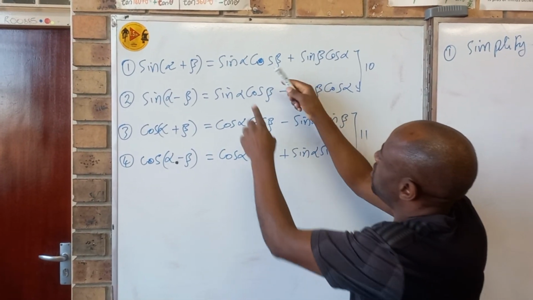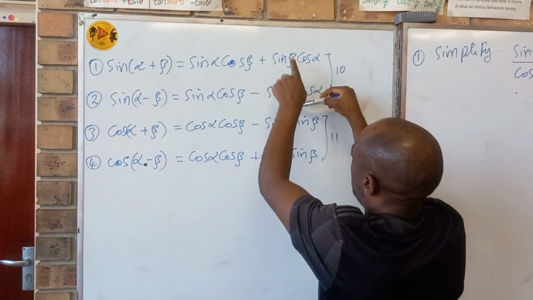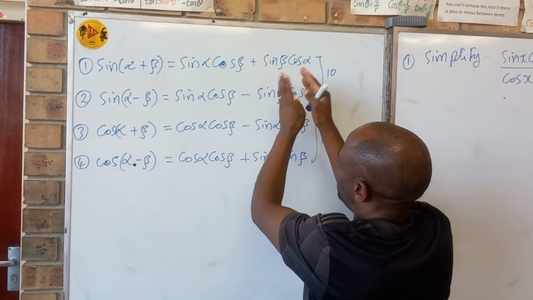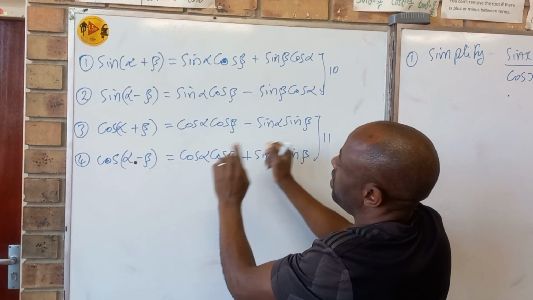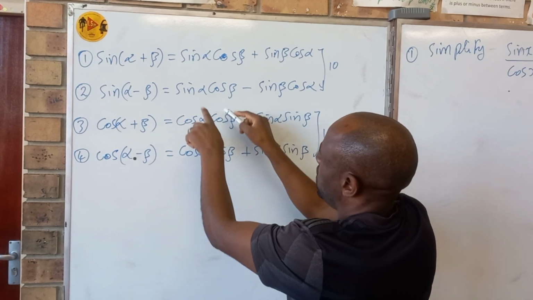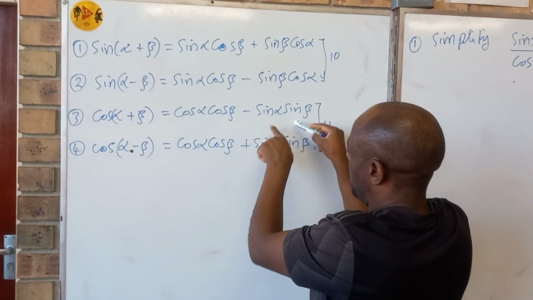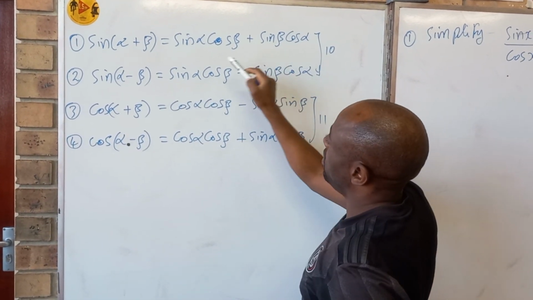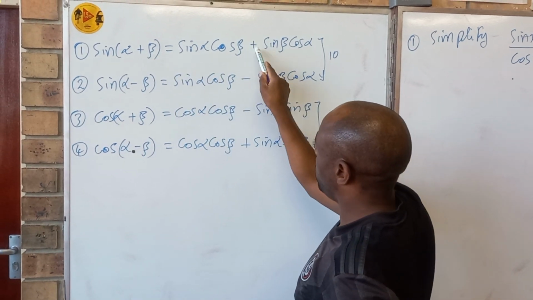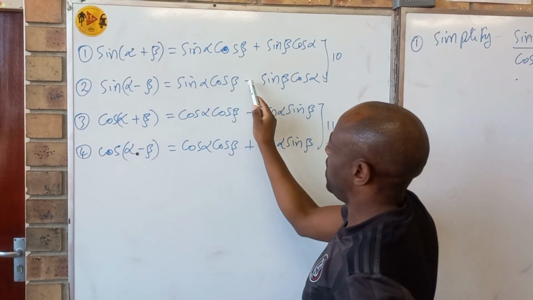sine, cos, there's a mixture of sine and cos followed by sine and cos. It doesn't matter whether sine comes first or later. Then for formula 11, you see cos and cos followed by sine and sine. And for 10, if you see a positive on the left, there must be a positive on the right, negative on the left, negative on the right.